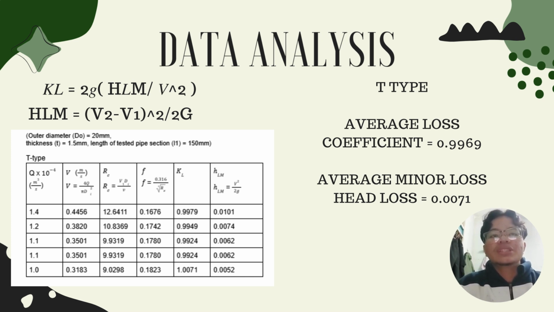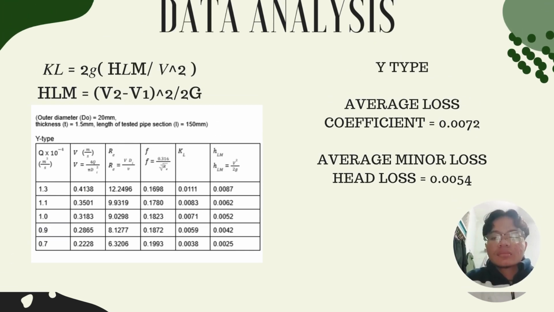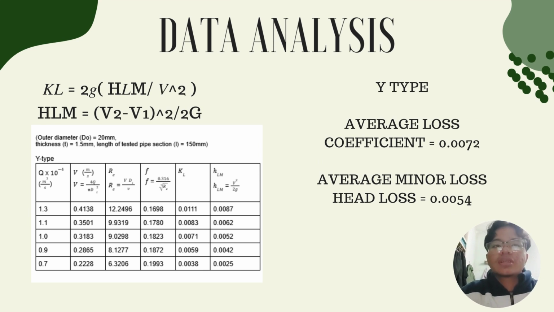to 2D times HLM divided by V squared. For HLM, the formula is still the same, which is V2 minus V1 squared divided by 2G. The average loss coefficient is equal to 0.9969, and the average minor head loss is 0.0071. For Y-type, the formula for KL and HLM we use is the same as T-type.